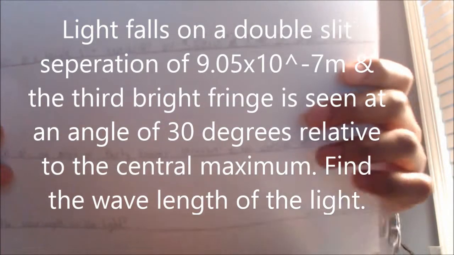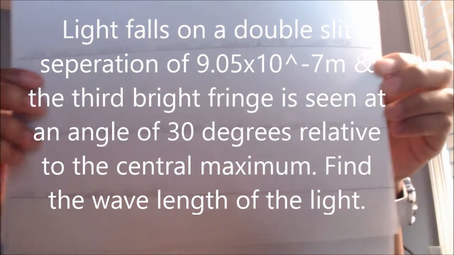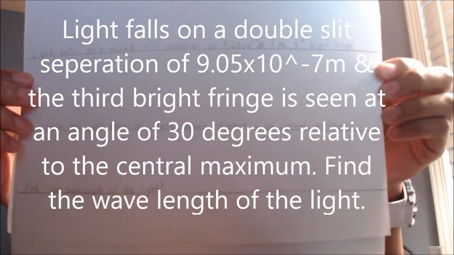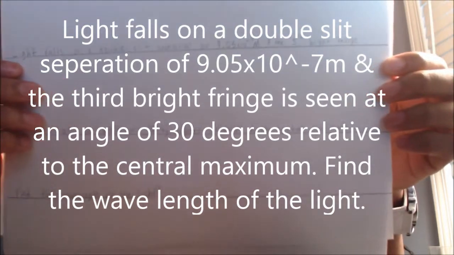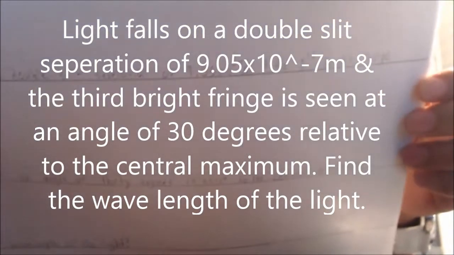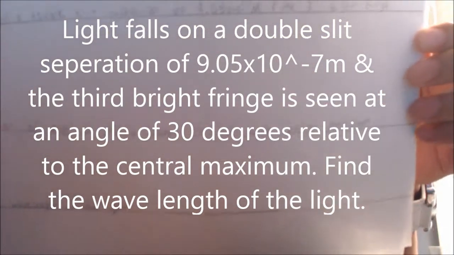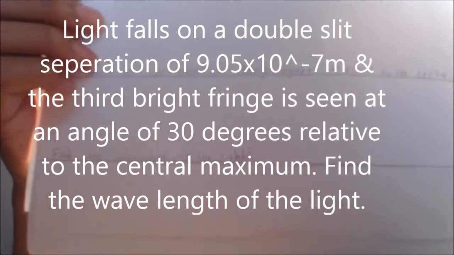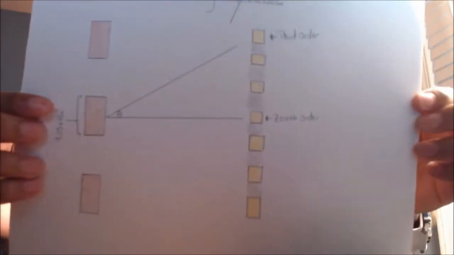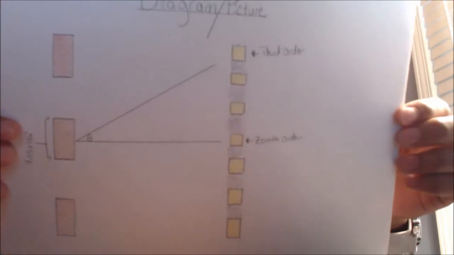Example problem. Light falls on a double slit with separation of 9.05 times 10 to the negative 7th meters. The third bright fringe is seen at an angle of 30 degrees relative to the central maximum. Find the wavelength of the light. This just shows you the diagram in the picture.